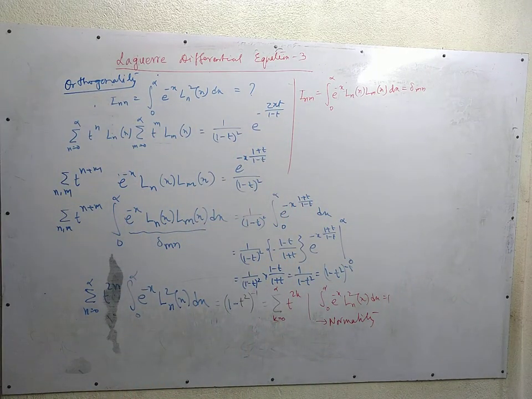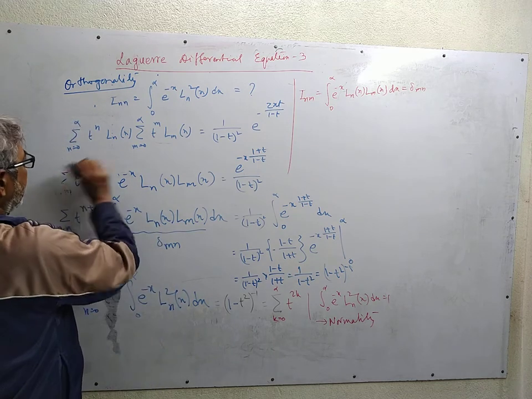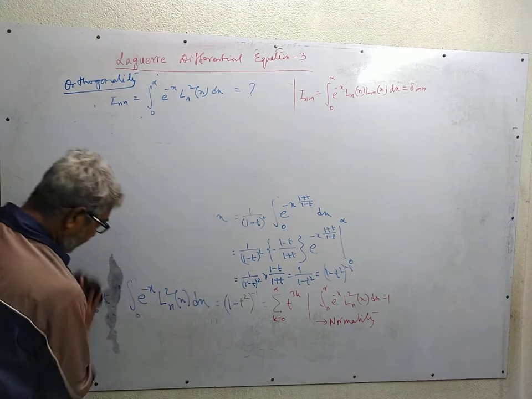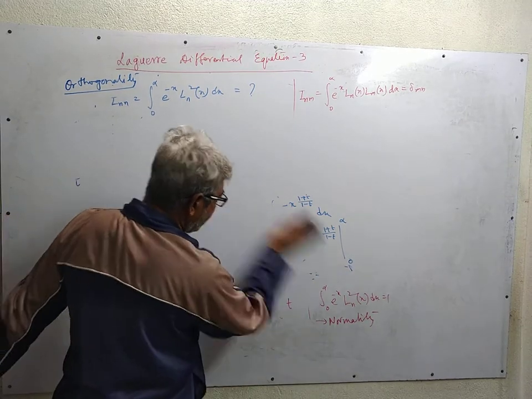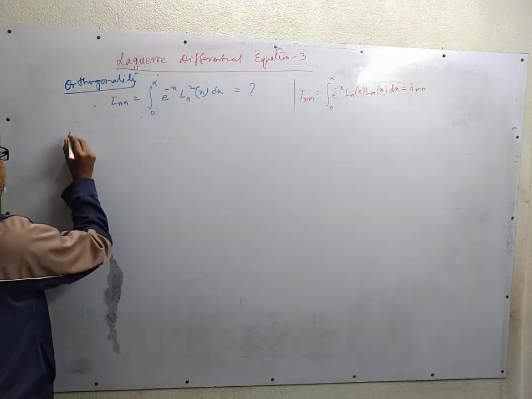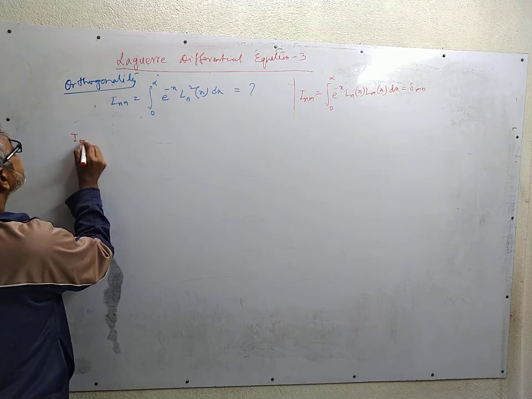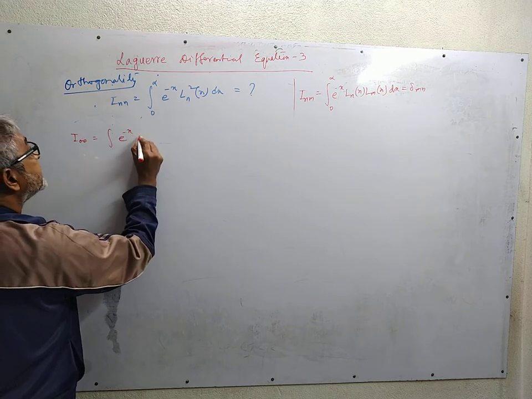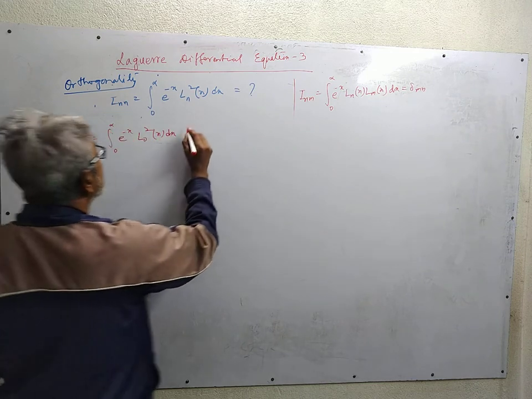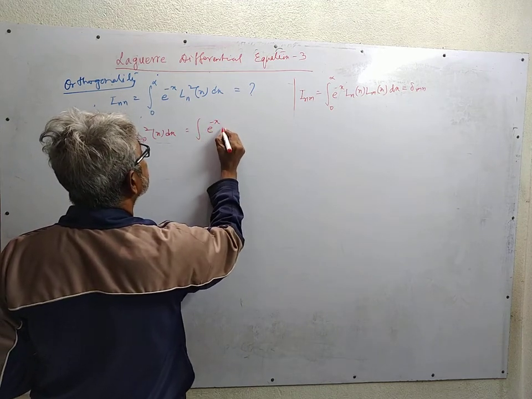It is very easy to verify this relation for a few lower order Laguerre polynomials. As an example, we calculate a few results for a few lower order polynomials. We will first consider the normality of L0. So we consider I00, which is the integral from 0 to infinity of e to the power minus x L0 squared of x dx. Now L0 is 1, so it is the integral of e to the power minus x dx.